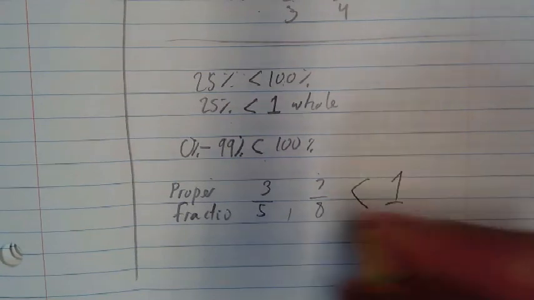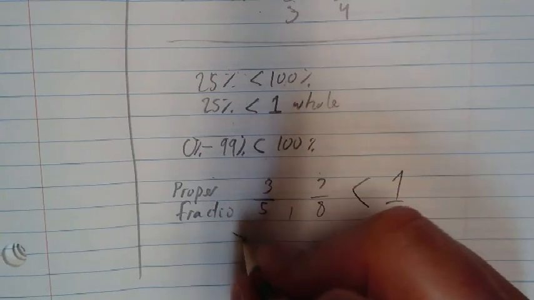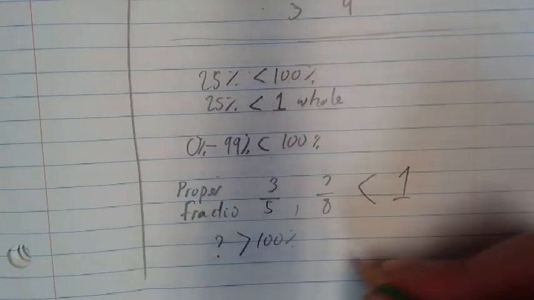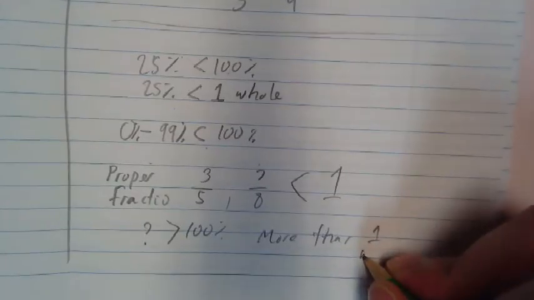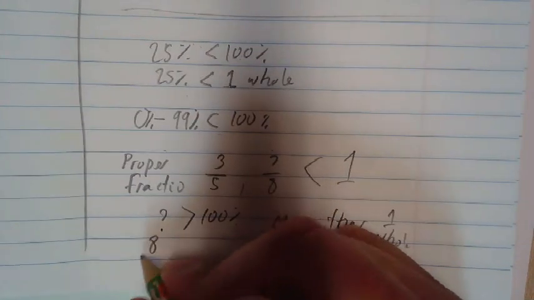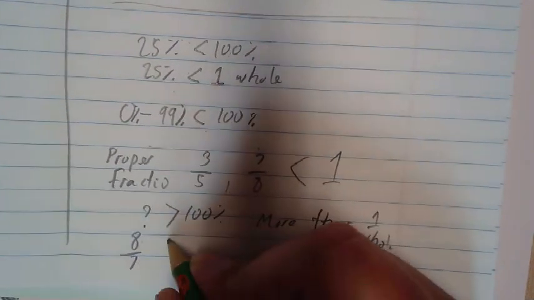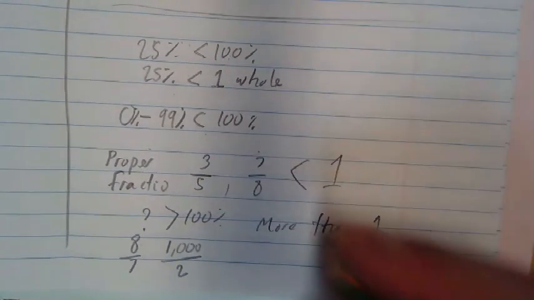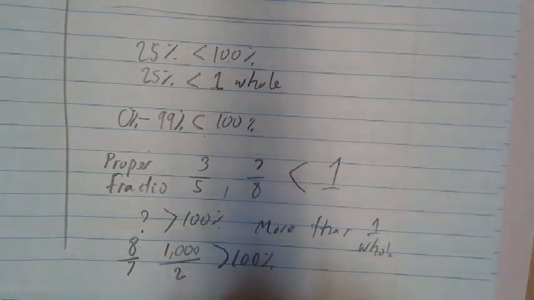And finally, more than 100%. If you have more than 100%, that's more than a whole, more than one whole. As a fraction, how can you show that? The numerator has to be larger than the denominator. It could be anything, even something as extreme as this one. That's more than 100%, that's more than a whole. And that's it for the extra practice.